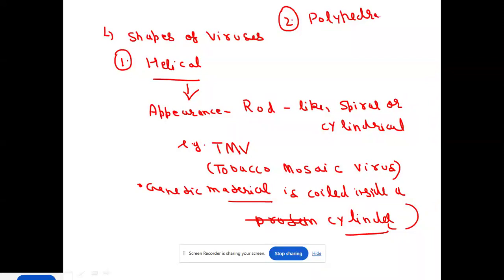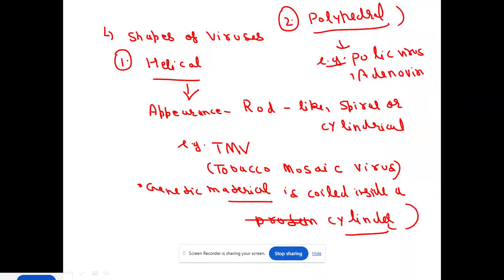Polyhedral. The most common examples are poliovirus and adenovirus.